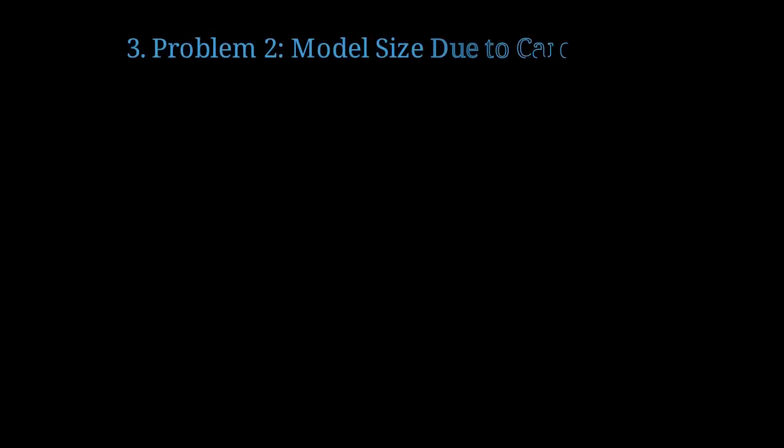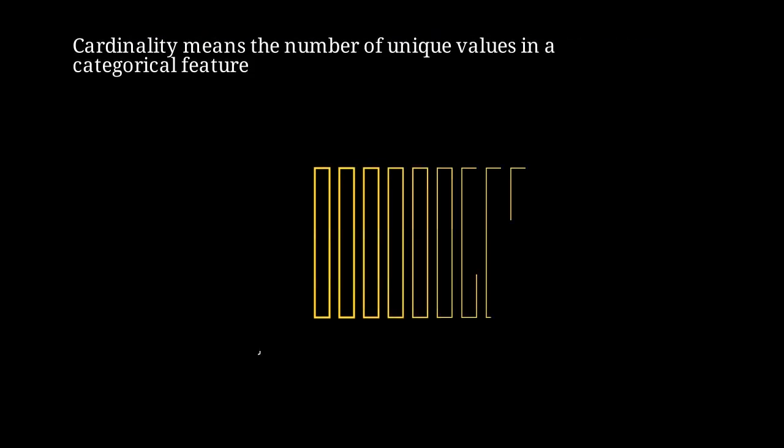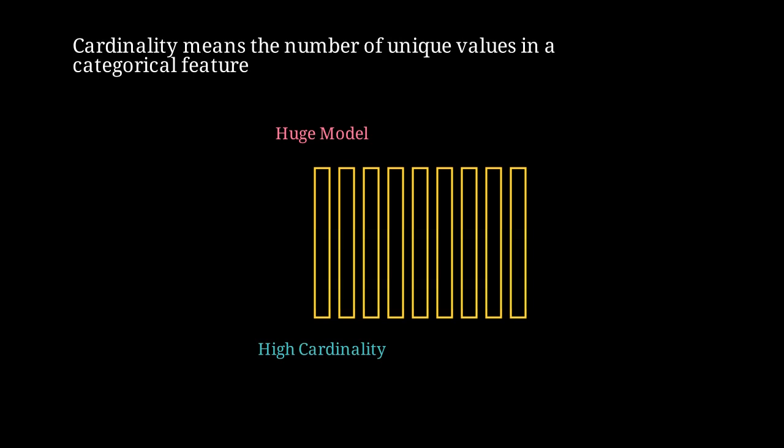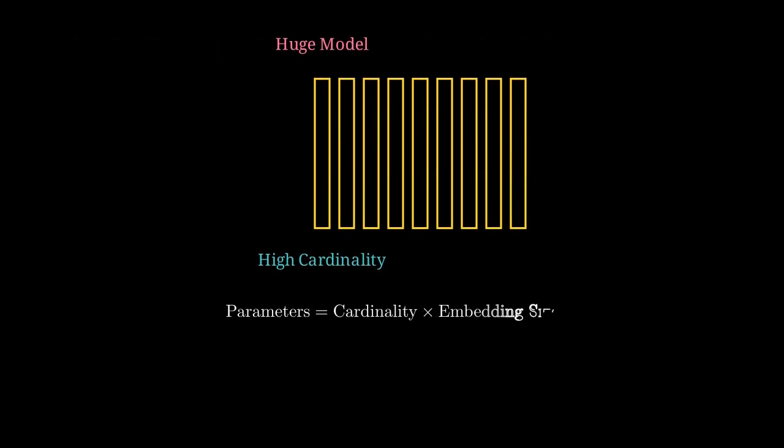The second problem is that high cardinality creates massive model sizes. Cardinality refers to the number of unique values in a categorical feature, like having millions of different user IDs or product codes. High cardinality means you need a separate model parameter for each unique value, creating enormous model sizes that are expensive to train and deploy. The number of parameters equals cardinality times embedding size, so millions of categories create millions of parameters.